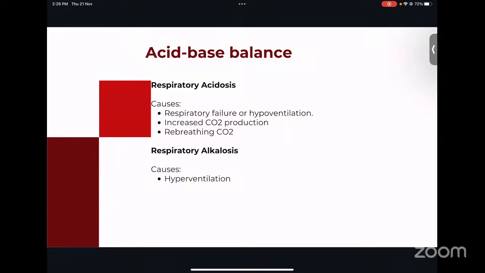In a case of respiratory alkalosis, it may be caused by hyperventilation.